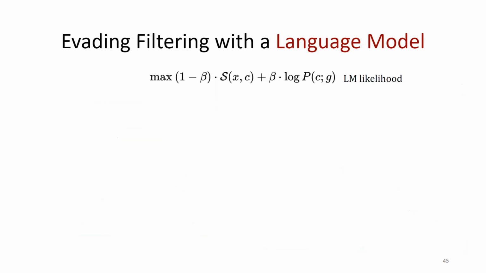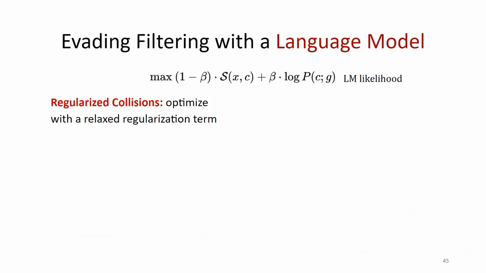So we modify the optimization objective to be the interpolation between the similarity score and the language model likelihood term computed on the collision. And we propose two approaches for optimizing this objective. First one is what we call regularized collisions, where we optimize with a relaxed version of the language model likelihood term.